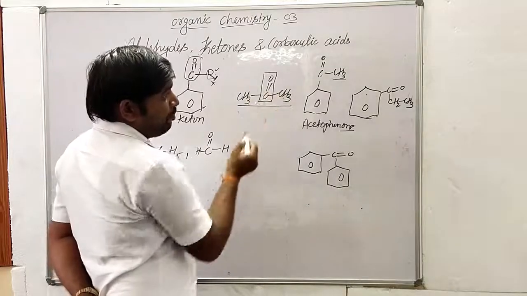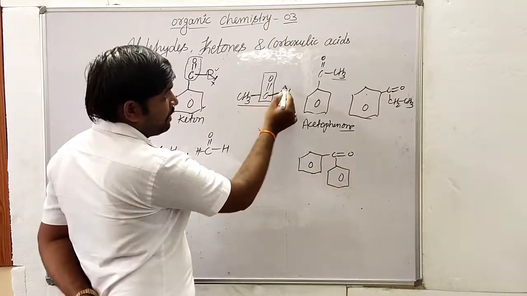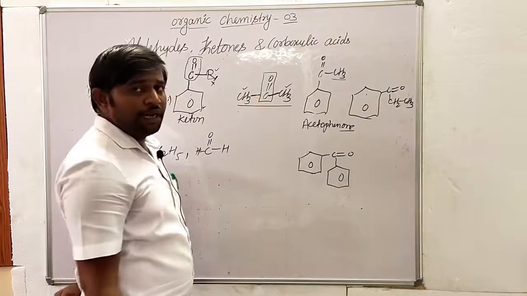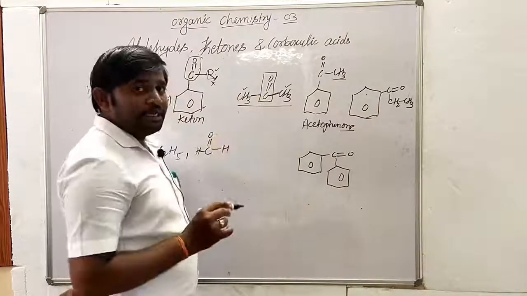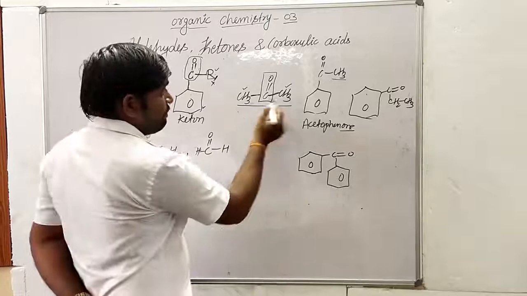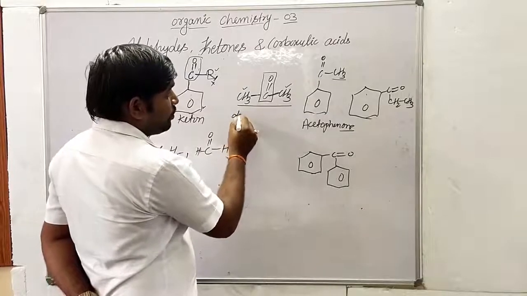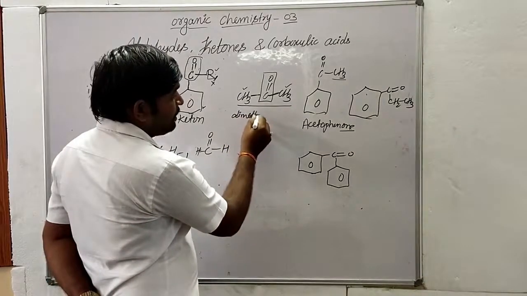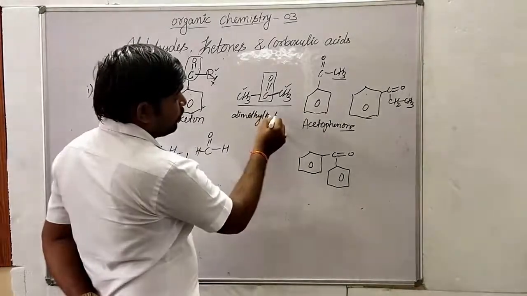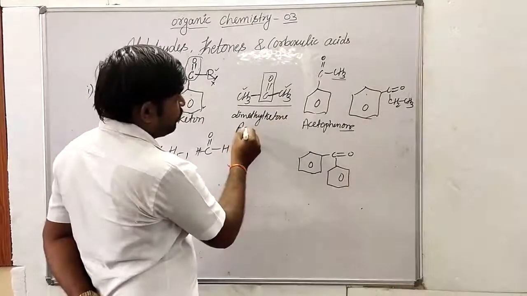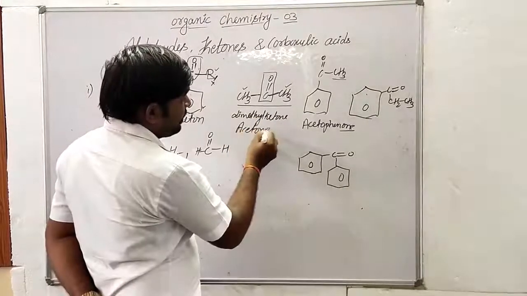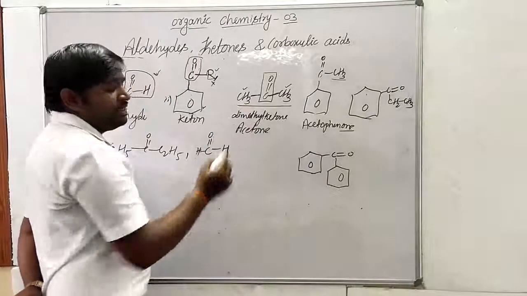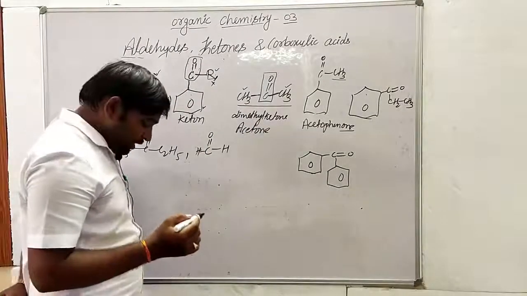Next, this is the carbonyl group, and two valencies are satisfied by two same kinds of alkyl group. That's why it is called a symmetric ketone. What is the name of this molecule? Dimethyl ketone, or also called acetone. Acetone has the formula CH3 C double bond O CH3.